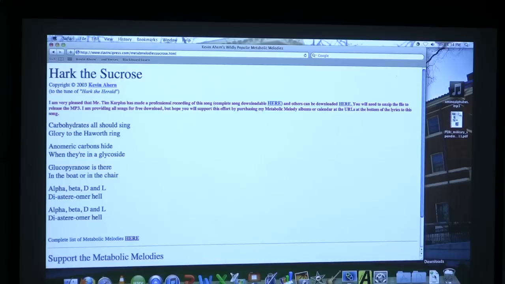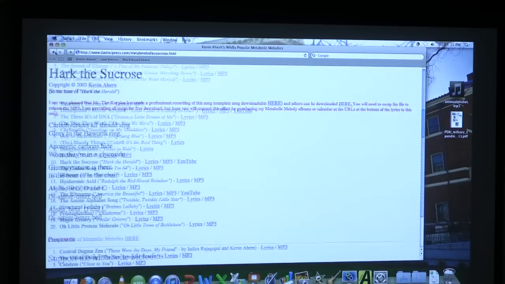Carbohydrates all should sing, glory to the Hayworth ring, and oh merry carbons hide when they're in a glycoside. Glucopyranose is there in the boat or in the chair, alpha, beta, D and L, diastereomer hell, alpha, beta, D and L, diastereomer hell.